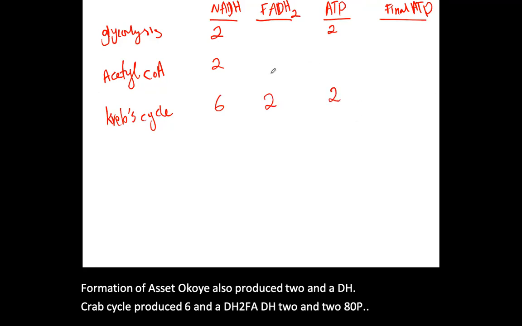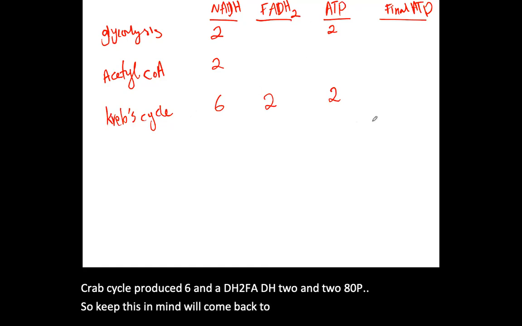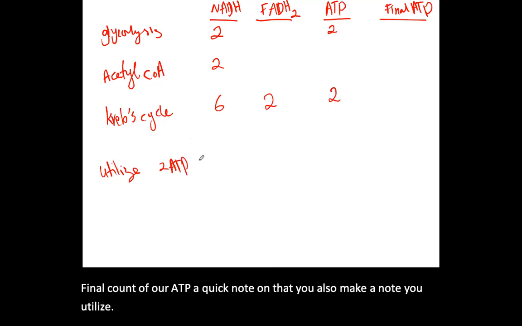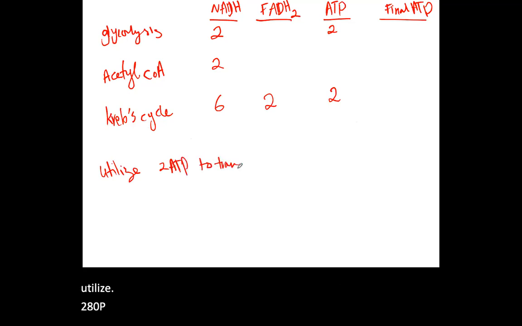So keep this in mind. We'll come back to these numbers to get a final count of our ATP. A quick note on that, you also make a note, you utilize 2 ATP to transfer pyruvate into your matrix of the mitochondria.